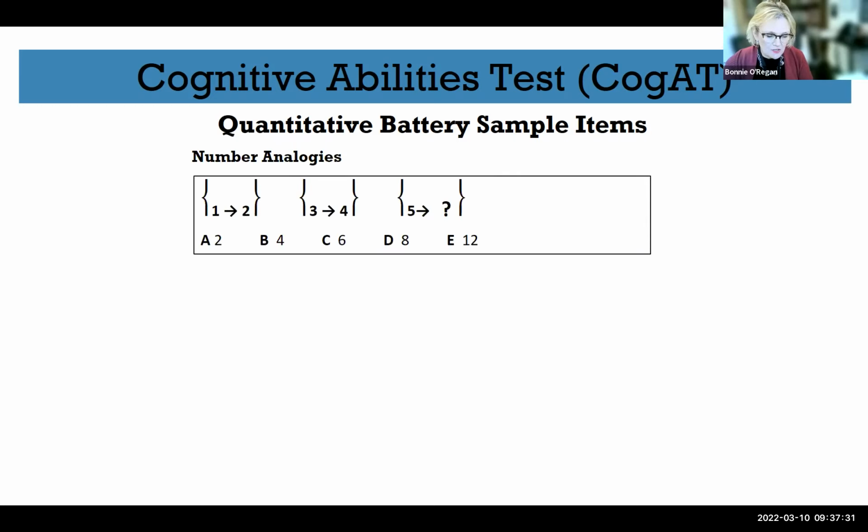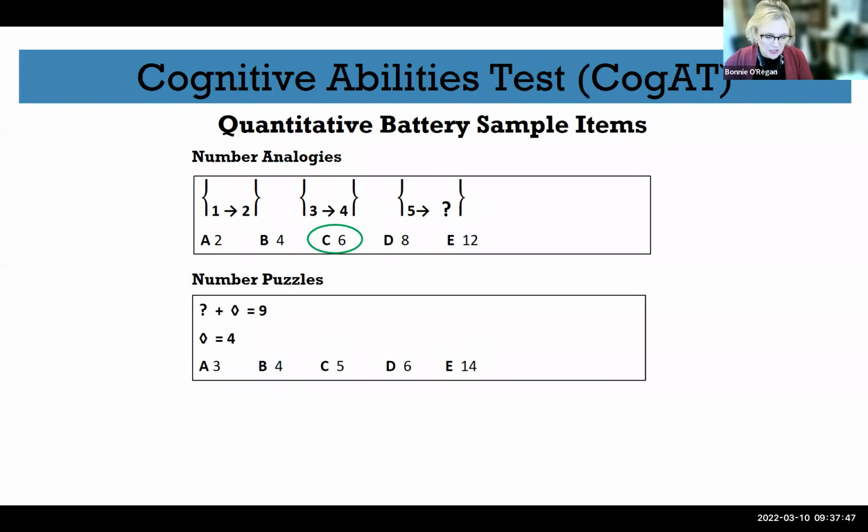In number analogies, students examine 2 pairs of numbers and determine the rule that both pairs follow. Then they apply this rule to a given number and choose the number that generates a third pair of numbers that follow the same rule.